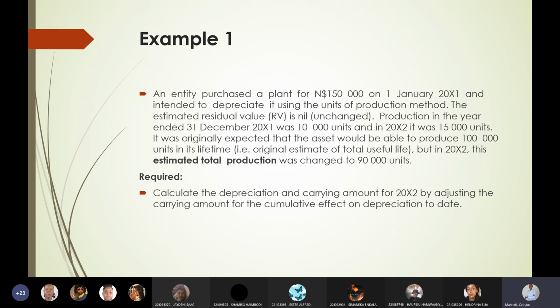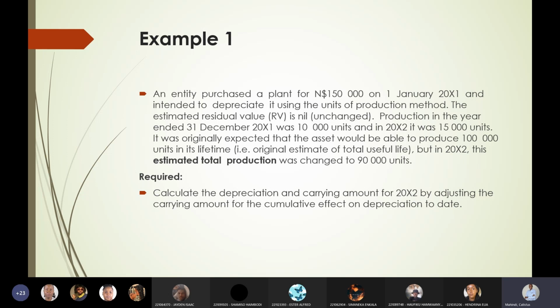So let me read the scenario. An entity purchased a plant for 150,000 on 1st of January 20X1 and intended to depreciate it using the production units method. The estimated residual value is nil, and that has not changed. So since acquisition, it has just always been nil.